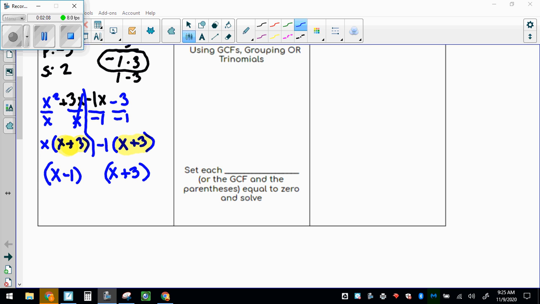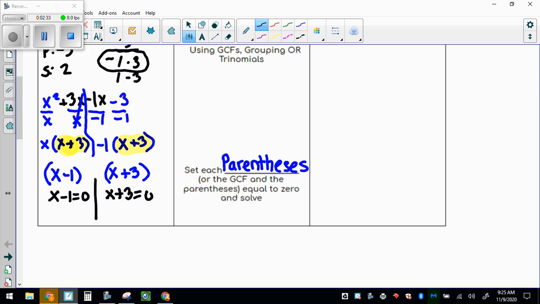Now at this stage, this is where the new step comes in. Before, we stopped; now we're going to move further. We're going to set each parentheses, or the GCF in the parentheses, equal to 0 and solve. So we're going to take this one and set it equal to 0: x minus 1 equals 0. And we're going to take this one and set it equal to 0. All we have to do is solve. This is just one equation.